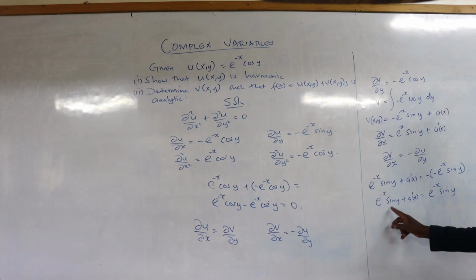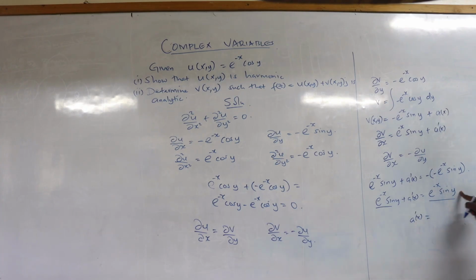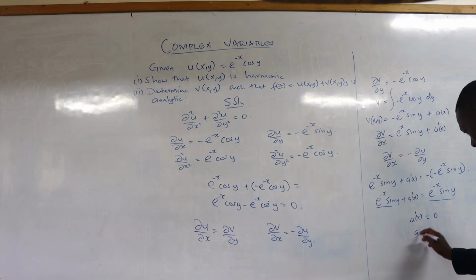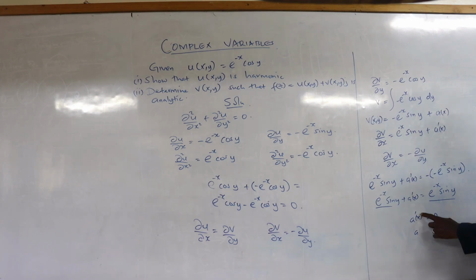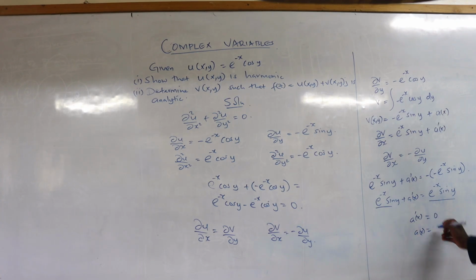We have e^(-x) sine y on one side, then e^(-x) sine y on the other. So the first part and the second part are the same. That is true. So what is our A'(x)? Do we have any function added here? No. So our function is 0. Since we have a derivative, if we had a function here, we could integrate so that we remain with the constant. But since our function is 0, even if we integrate A'(x), you still get 0.